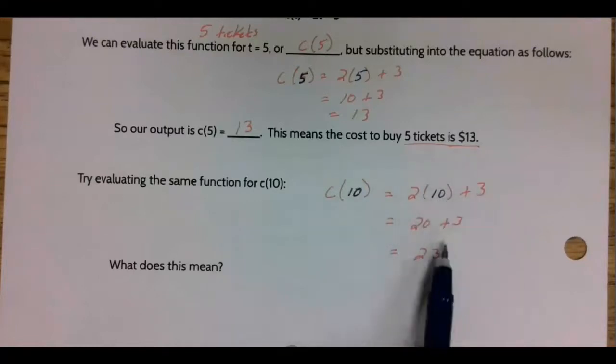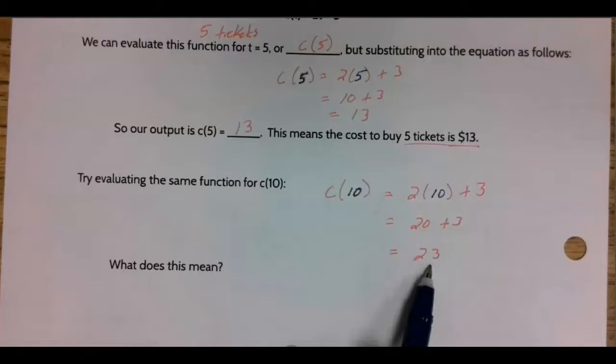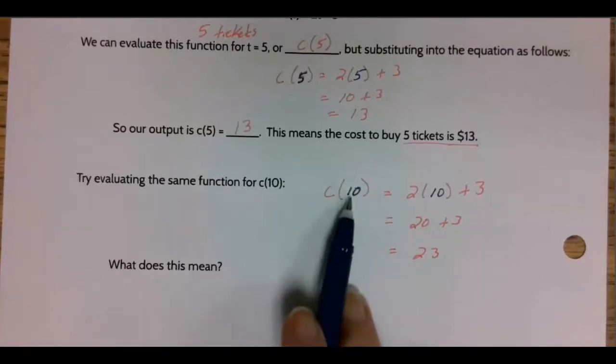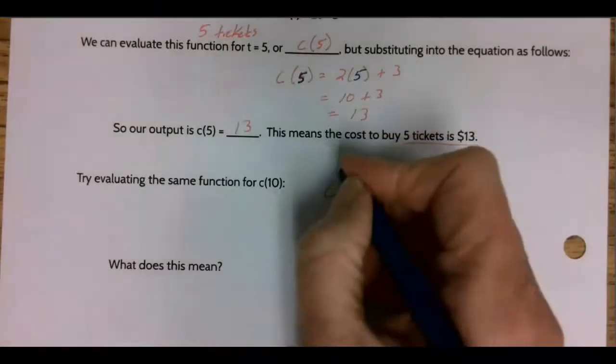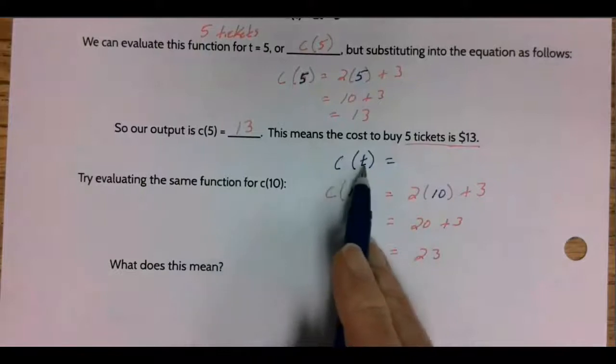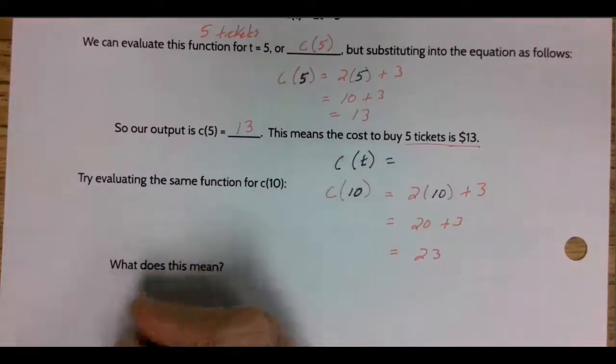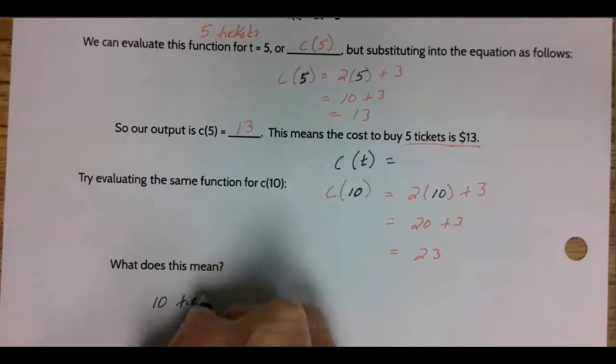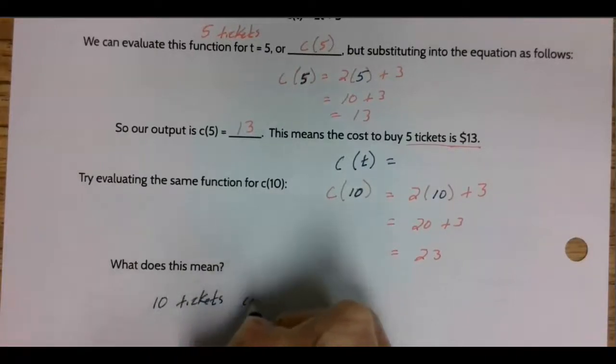Okay, well, what does that mean? It means that you have 10 tickets, because remember our original function, the cost depends on the number of tickets. So what does it mean? That 10 tickets cost $23.